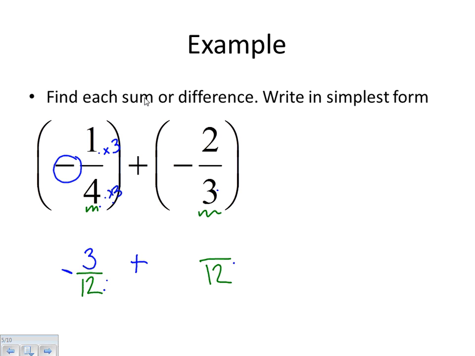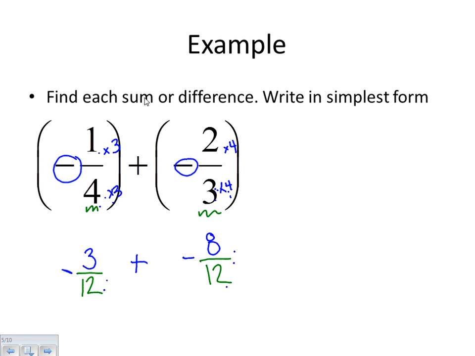What can I multiply by 3 to get me to 12? Well, I can multiply by 4. And if I multiply by 4 on the bottom, got to do it to the top. And we've got 3 times 4, which is 12, and 2 times 4, which is 8. And then, oh, don't forget about this guy, little negative.